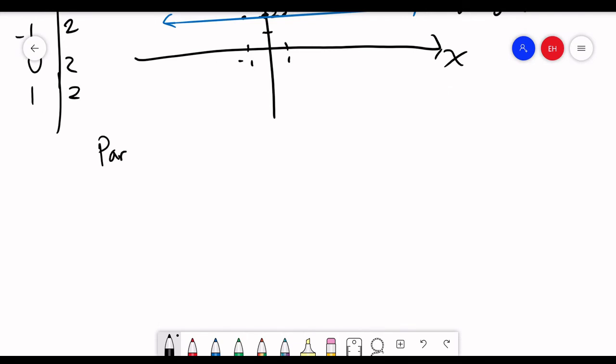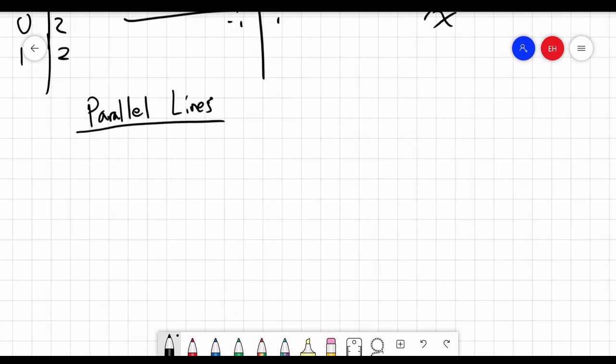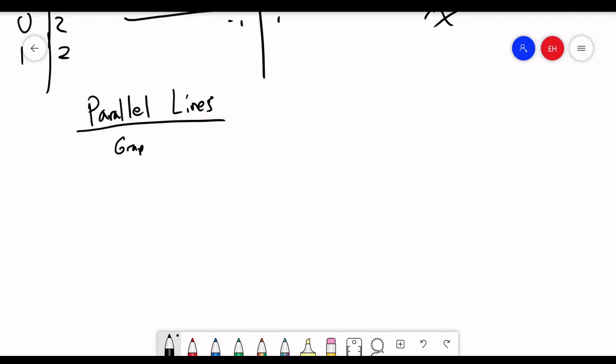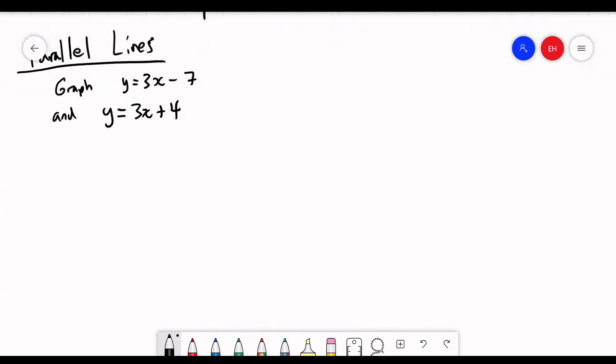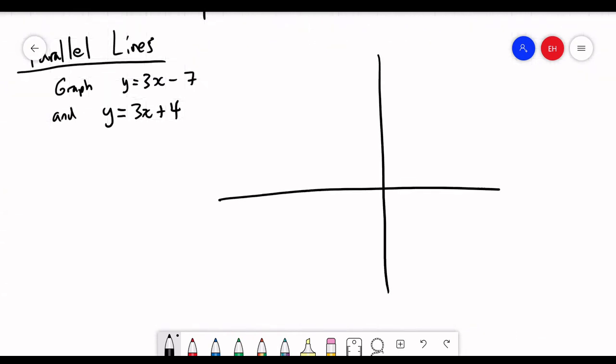Okay, the last thing we're going to talk about in this section is parallel lines. So I'm going to graph a couple lines here. Let's look at y equals 3x minus 7, and let's also look at y equals 3x plus 4. The spoiler is that these are parallel lines, but let's just take a look and graph them just to convince ourselves that they are.